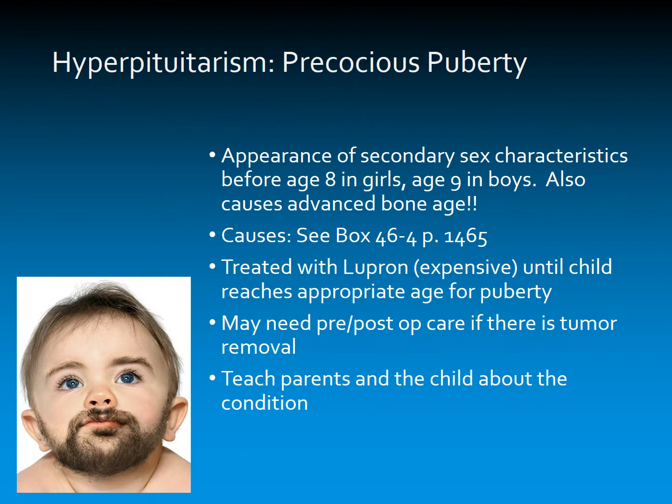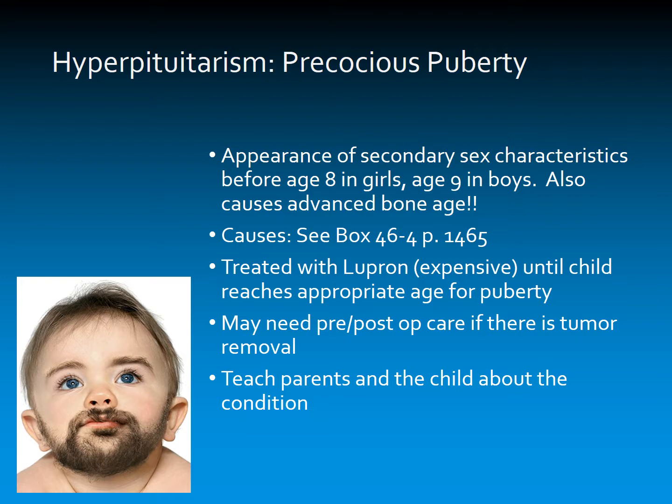All right, so precocious puberty is the appearance of secondary sex characteristics too soon. Kids are starting to hit puberty before they are scheduled and really supposed to. Causes are listed for you. See box 46-4 in your text.